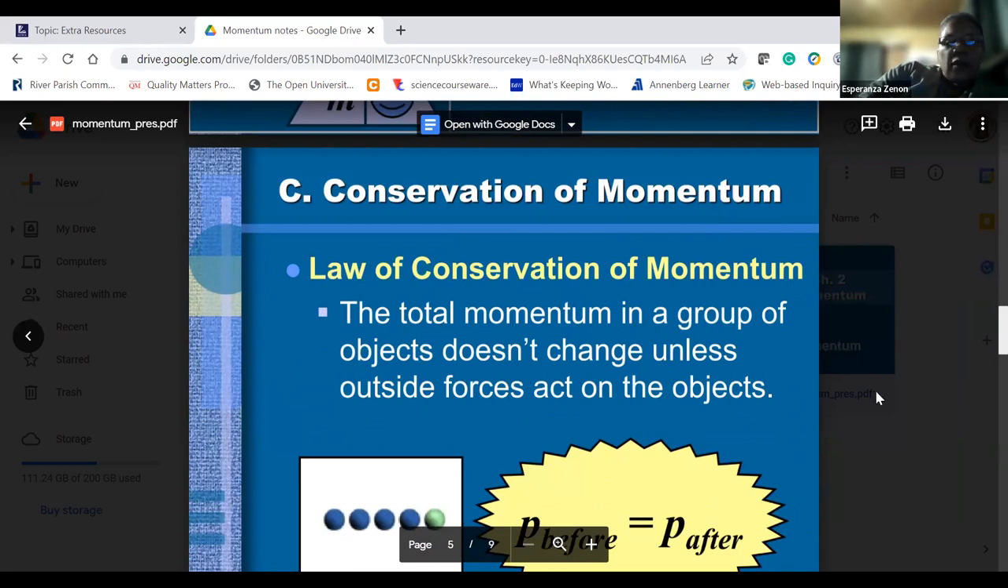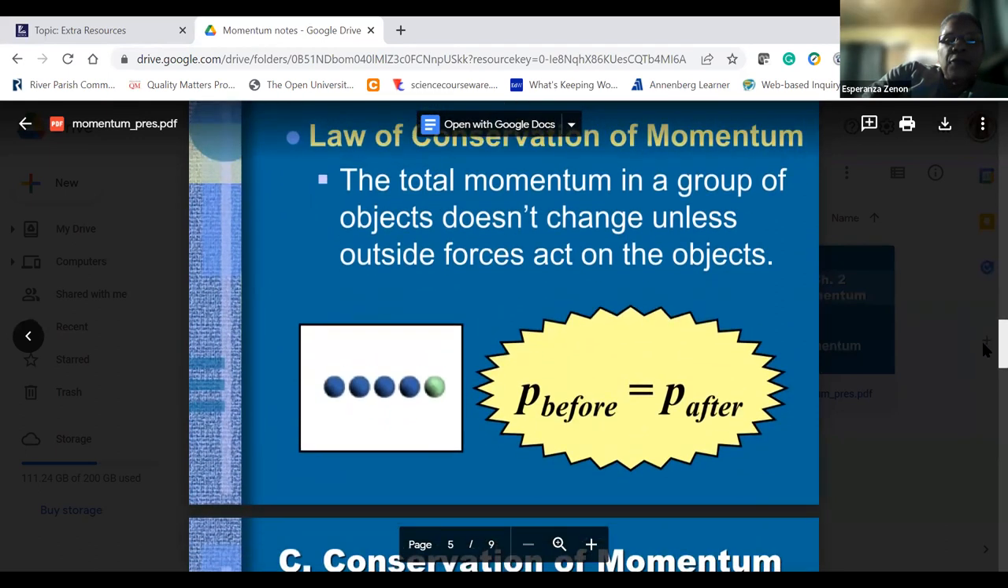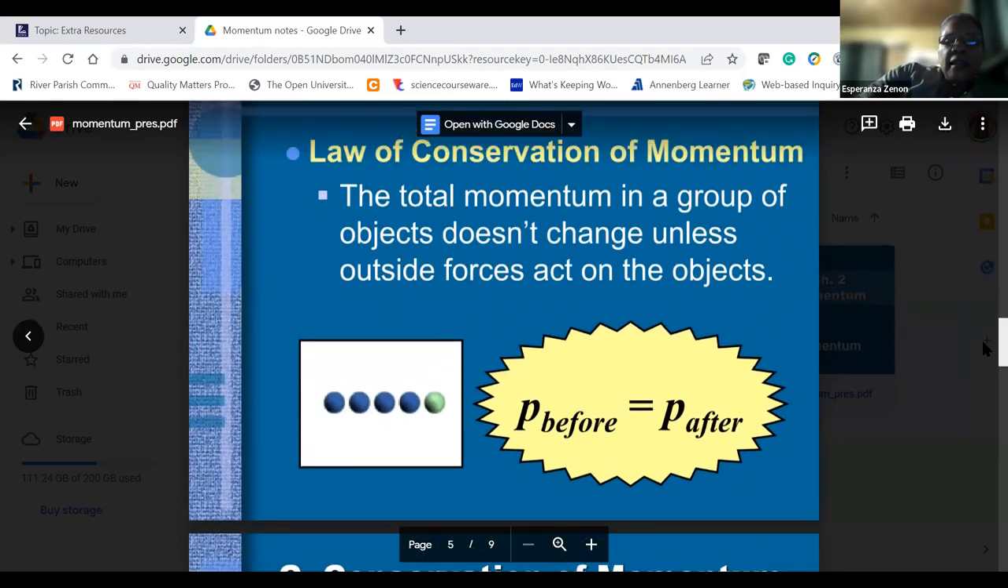Okay. The law of conservation of momentum. As I said before, this basically tells us that we can isolate a group of objects, and if we do that, the total momentum in the group doesn't change, right? Isolated means there are no outside forces. The net external force is zero. If that is the case, then the total momentum before the collision is equal to the total momentum after the collision.